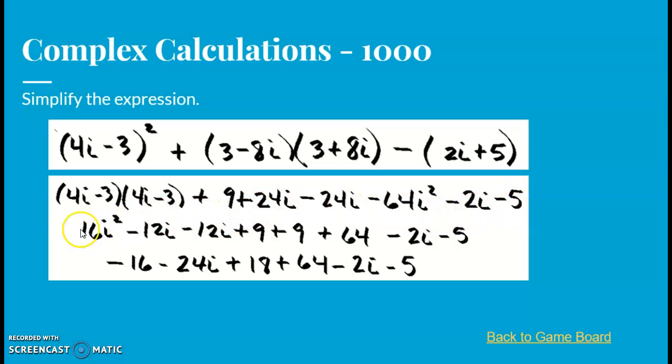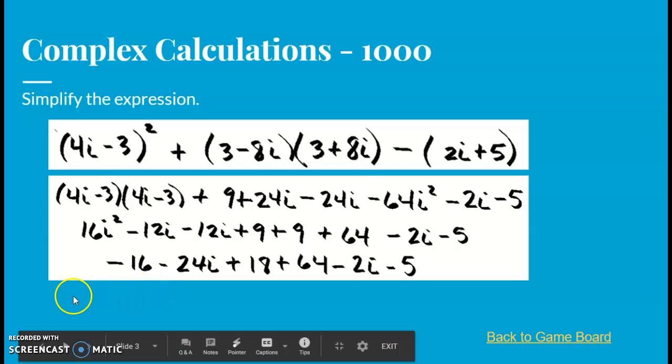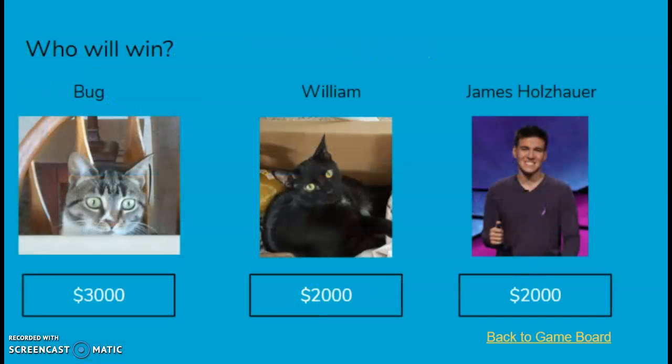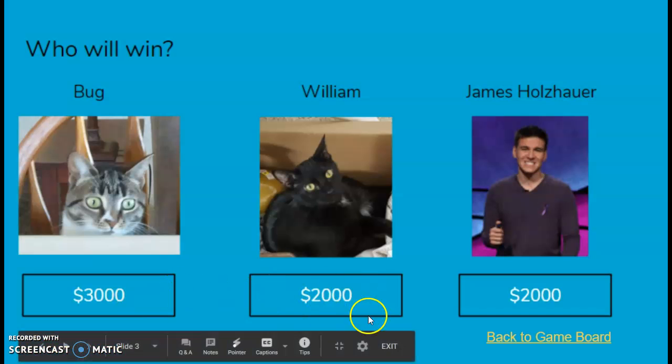The next row of work, I went ahead and foiled 4i minus 3 times 4i minus 3. That gives you 16i squared minus 12i plus 9. 9 from the -3 times -3. Then there's a second 9 from our other group from before. My 24i's canceled out. Remember that i squared is -1, so -1 times -64 is a plus 64, and then all of this. Again, we're combining more terms here, and finally we end up with 61 minus 26i. Bug got this correct, so she gets the $1,000, and she's at 3,000.